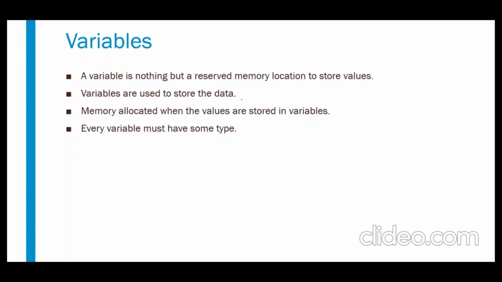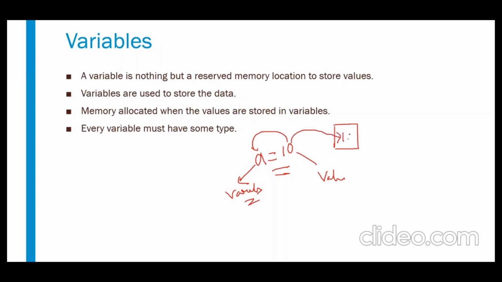A variable is nothing but a reserved memory location to store values. Variables are used to store data, and memory is allocated when the values are stored in the variable. Every variable must have some type. For example, if I say a variable called a, we need to store some value like this. Here a is a variable, and 10 is a value. As soon as I have assigned some value to this variable, a memory location will be created, this value goes and is stored there, and this location will be identified with this variable. So that is a variable.